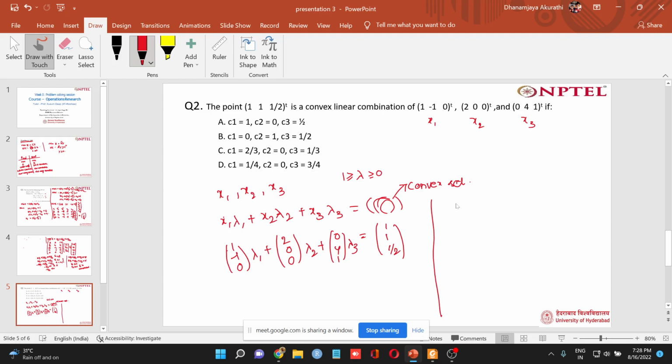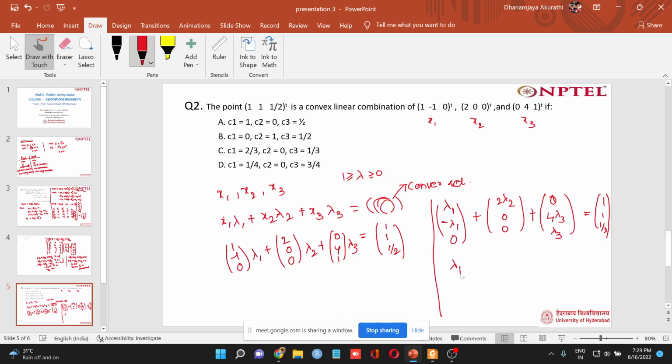Just convert these into equations, as here you can say lambda 1, minus lambda 1, 0, and 2 lambda 2, 0, 0, plus 0, 4 lambda 3, and lambda 3 is equal to (1, 1, 1/2).